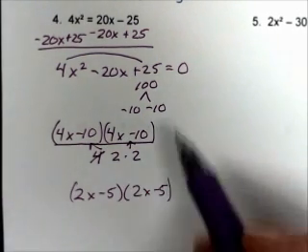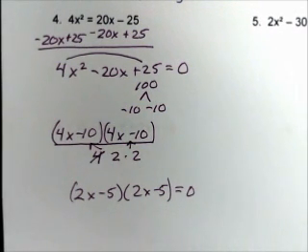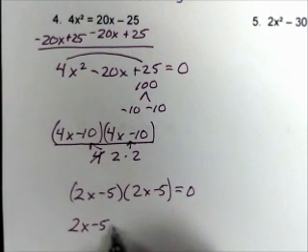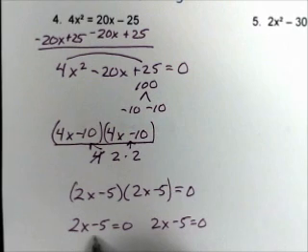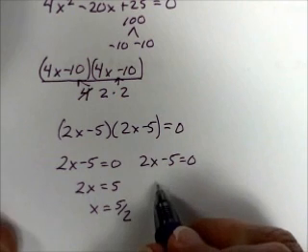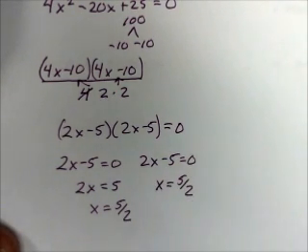Again, we're working with an equation, so let's bring down our equals 0 and set each factor equal to 0 and solve. Add 5 to both sides, 2x equals 5, divide by 2, x equals 5/2. And the same for our other equation. We're going to end up with x is equal to positive 5/2.